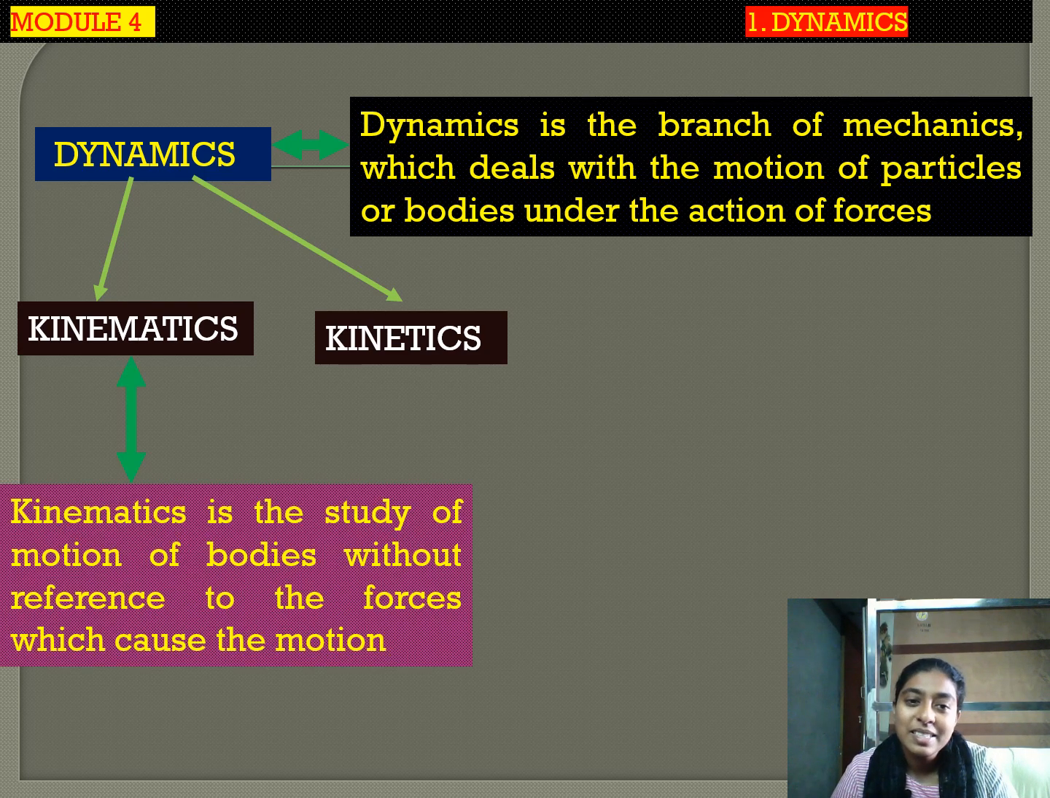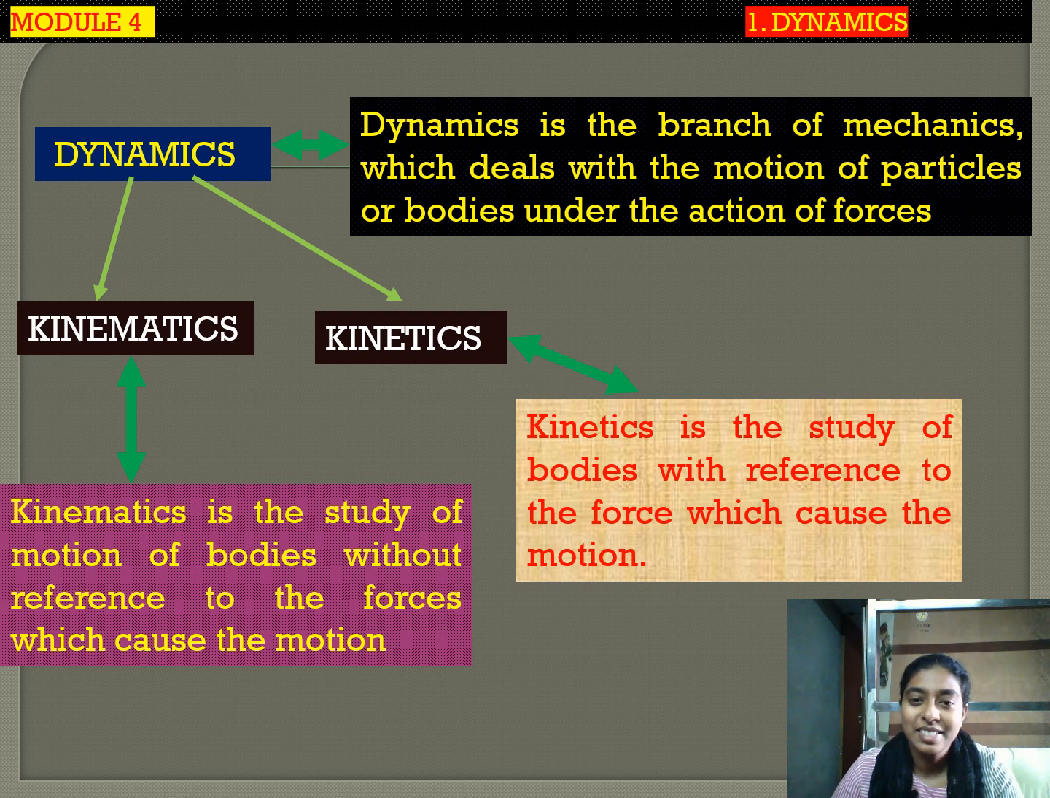So kinematics is the study of motion of bodies without reference to the forces which cause the motion. There is some force responsible for the motion, but we do not consider the force causing the motion. That is called kinematics. Kinetics is the study of bodies with reference to the force which causes the motion. So forces responsible for the motion are also considered. That is called kinetics.